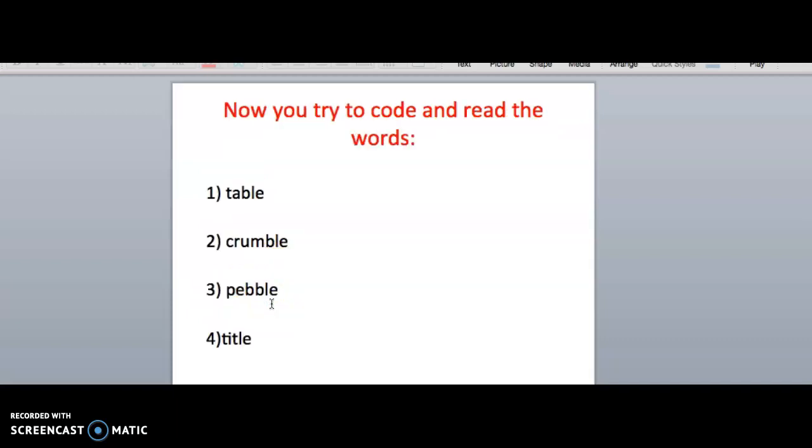Now, I want you to write the words you see down on the screen. I would like for you to hold them and read them. Take a picture and upload it onto Class Dojo.